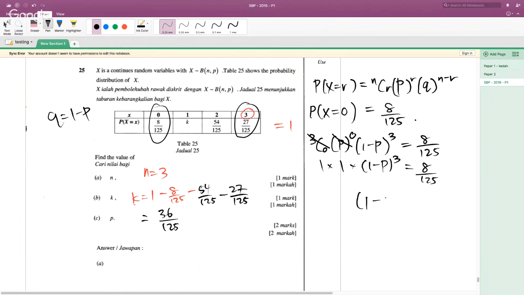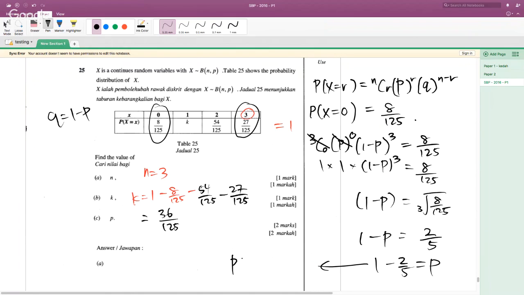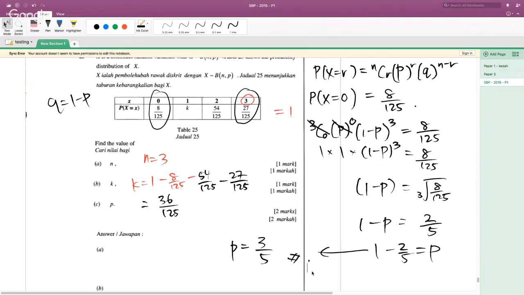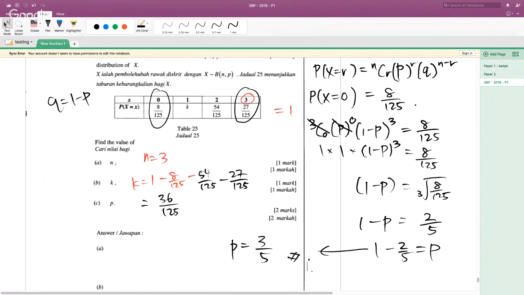So I will move the power of 3 to the other side. It becomes the cube root of 8 over 125. So 1 minus p equals 2 over 5. So 1 minus 2 over 5 is equal to p. So therefore, p equals 3 over 5. Yep, this is how we solve for p. So far, so good.